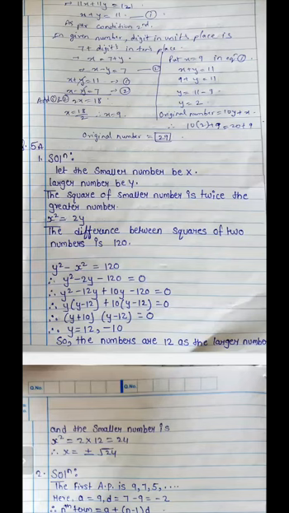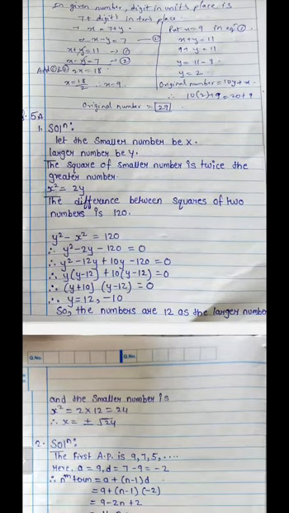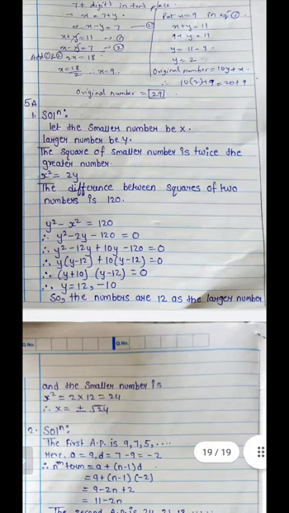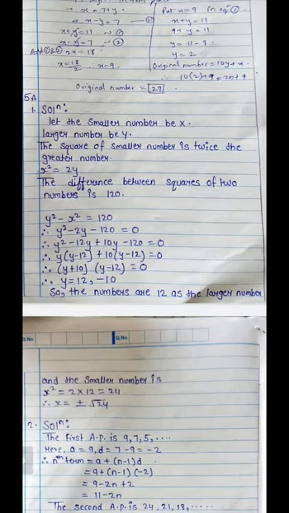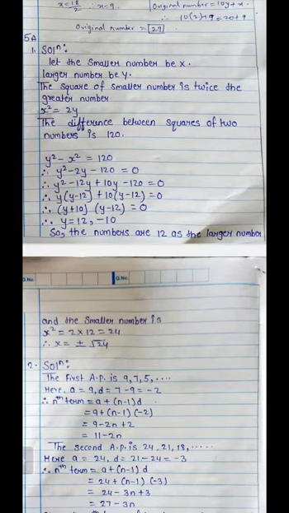So y square minus 12y plus 10y minus 120 is equal to 0. Therefore, y into y minus 12 plus 10 into y minus 12 is equal to 0. Therefore, y plus 10 into y minus 12 is equal to 0. So, y is equal to 12 or y is equal to minus 10. So, the larger number is 12, as the number will not be negative, so we'll take the positive number which is 12. And for the smaller number, x square is equal to 2 into 12 which is equal to 24. Therefore, x is equal to plus minus under root 24.